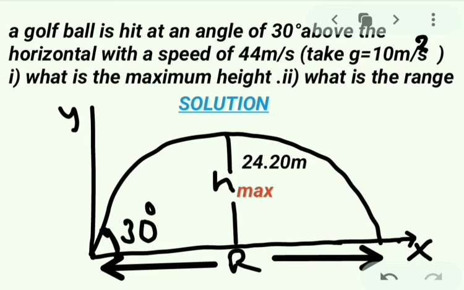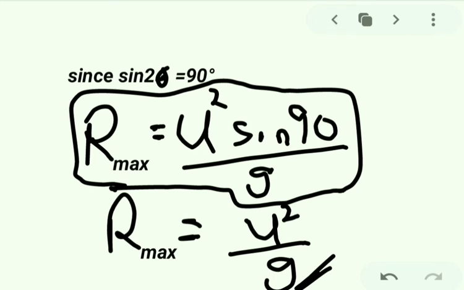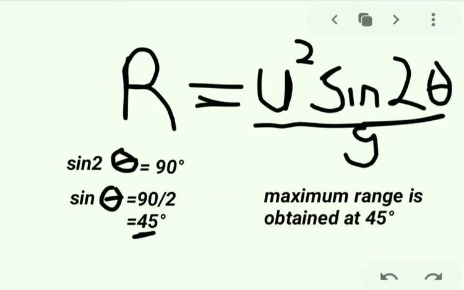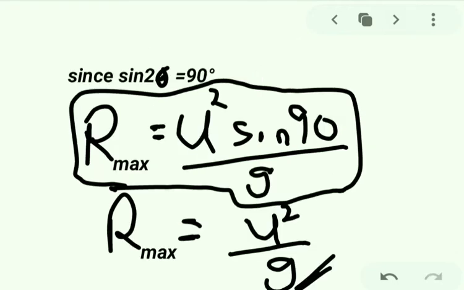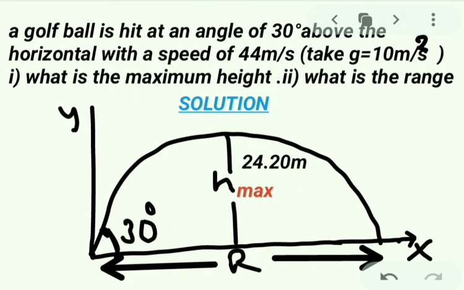Now, what is the range? Remember the formula to look for range is R is equals to u square sine 2 theta over g, which is this one, u square sine 2 theta over g. Now we are going to implement that formula here to solve the second question.